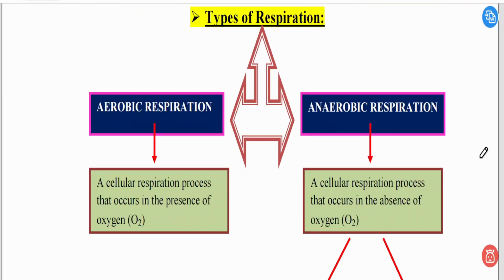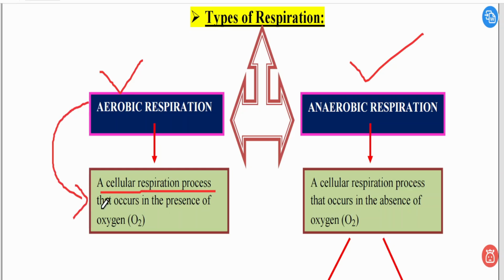What are the types of respiration? The types of respiration are aerobic respiration and anaerobic respiration. Now, what is aerobic respiration? Aerobic respiration means a cellular respiration process that occurs in the presence of oxygen. And anaerobic respiration is a cellular respiration process that occurs in the absence of oxygen.